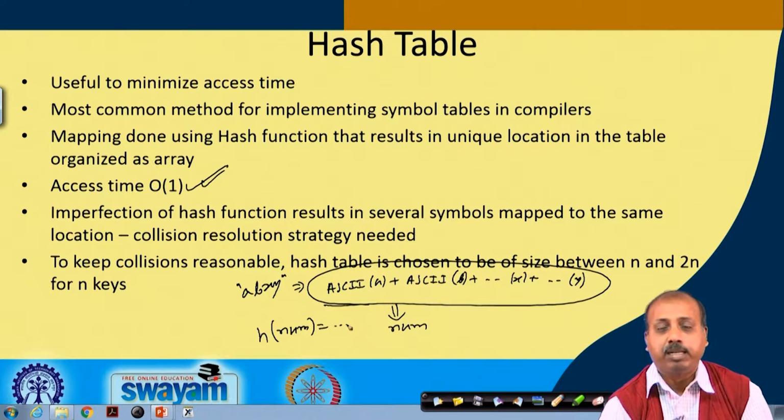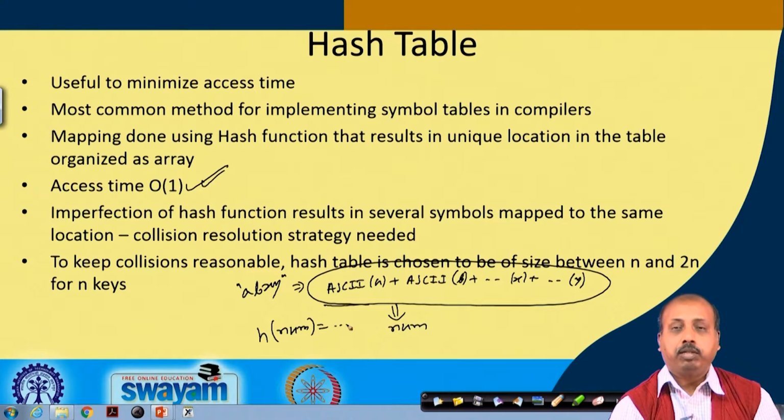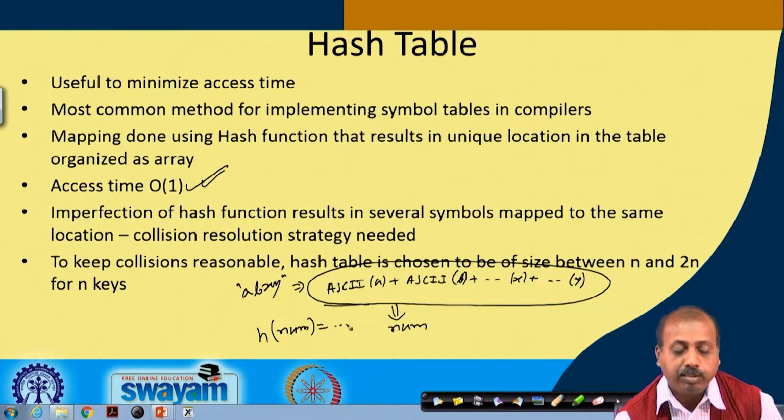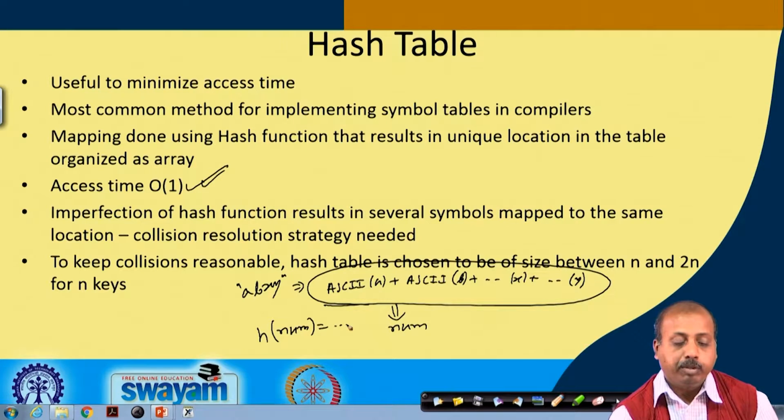This is just one example. It is not mandatory that it has to be done like this, but the hash functions that we will consider will mostly work with integer arithmetic. So, it is one way to convert a string name into an integer value. The mapping is done using a hash function that results in a unique location in the table organized as an array, and the access time is order 1.